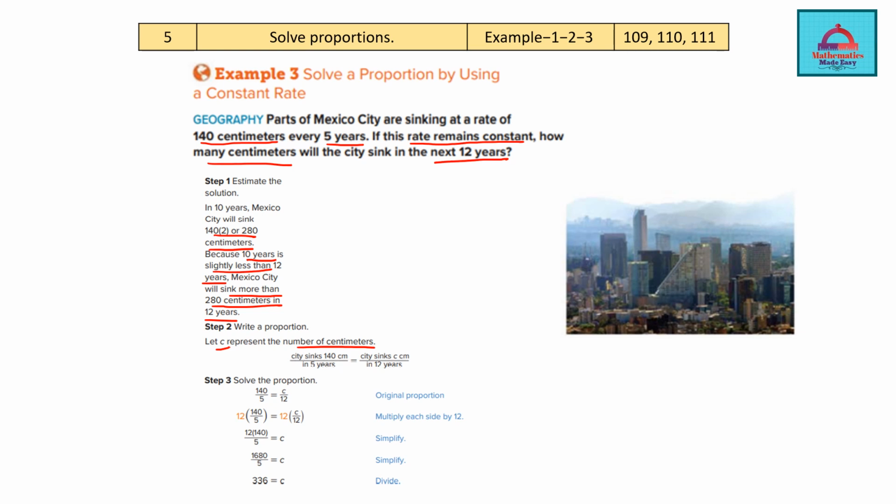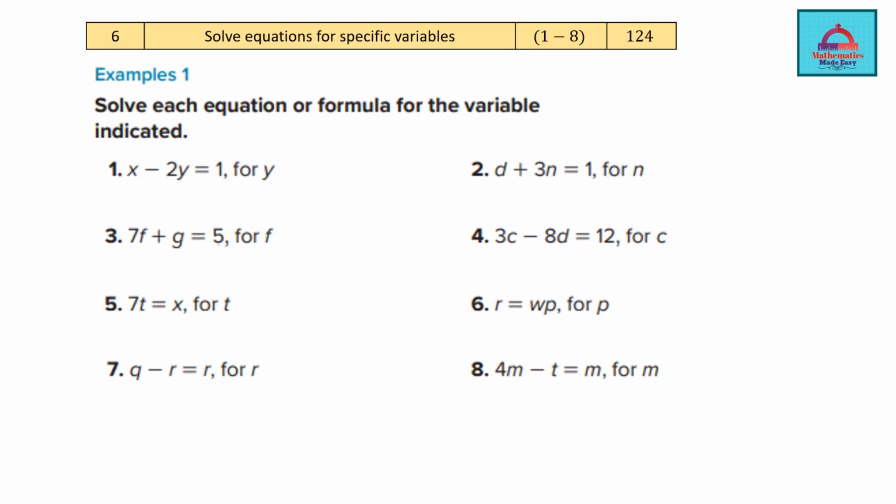Then we are using the proportion that the city sinks 140 centimeters divided by 5 years is equal to the city sinks C centimeters divided by 12 years. So you use the proportion, and again use cross multiplication, and the value of C will come out to be 336. So the city sinks by 336 centimeters in 12 years.